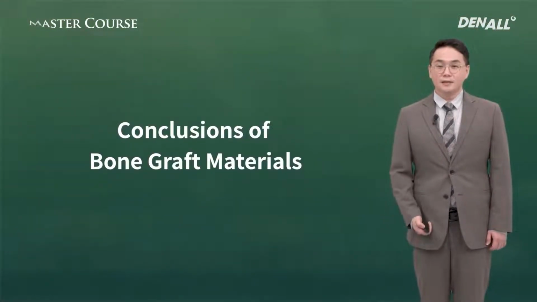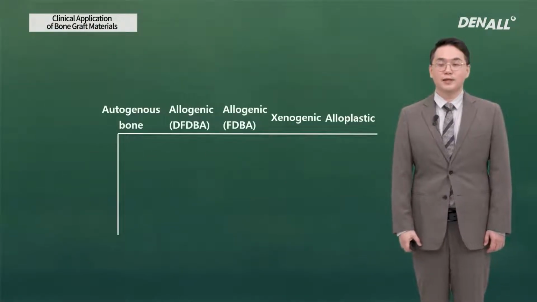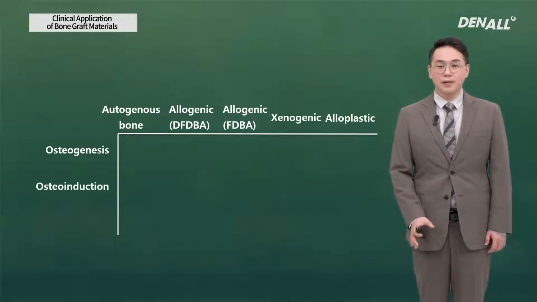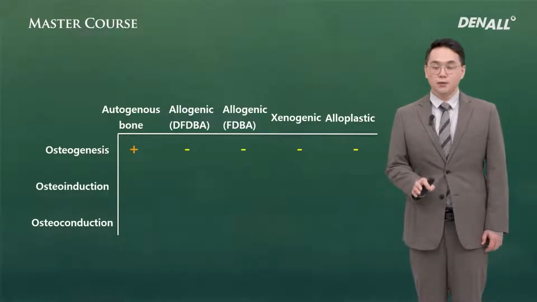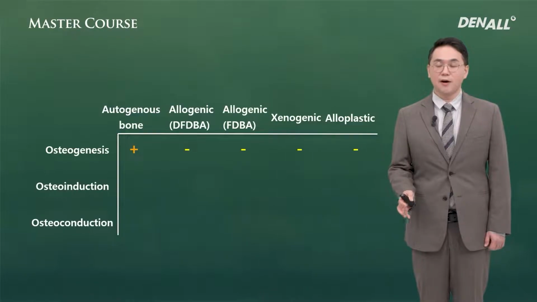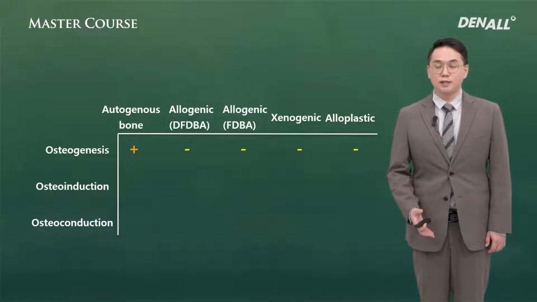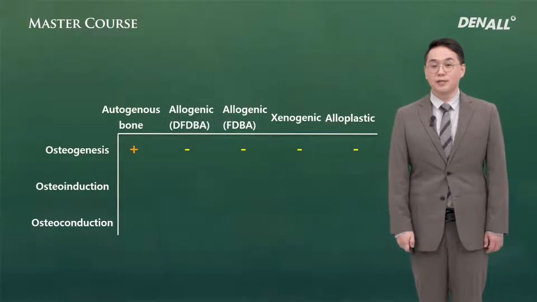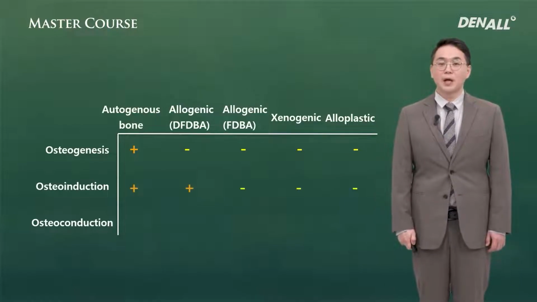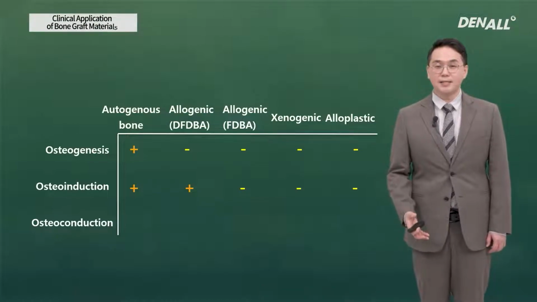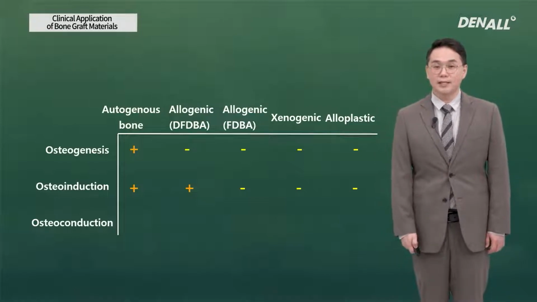Conclusions of bone graft materials. There are three mechanisms of bone regeneration: osteogenesis, osteoinduction, and osteoconduction. Osteogenesis, osteoblasts in the material are grafted, and from the inside of the graft material, direct bone formation is achieved. This is the bone regeneration pattern we can expect among the cancellous bone containing autogenous bone graft material, that is, iliac bone graft.